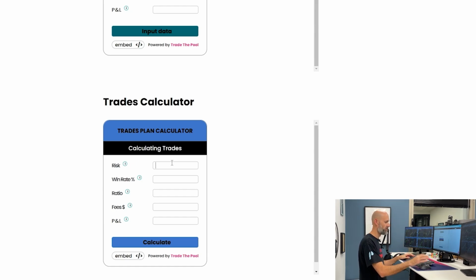So for example, I'm risking $100. Then I have 60% success rate. The ratio, let's say, is 2. My fees are 500, and the P&L that I want to achieve is 3,000, for example. So the number of trades I need to trade along the month is roughly 44 trades. That will give me the outcome of the $3,000.